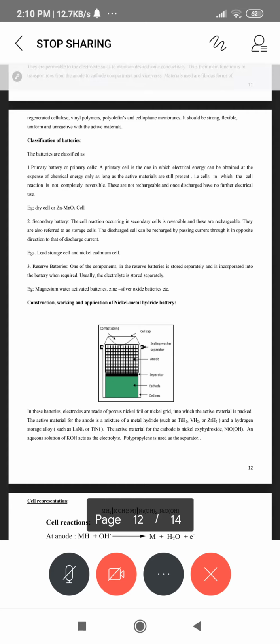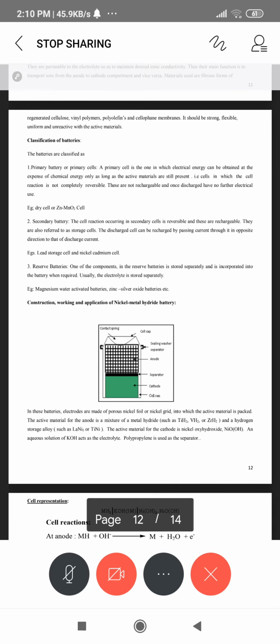In this diagram, it is constructed of one container that should be a strong polymer, so it can be separated into the anode and cathode. The cathode is nickel oxyhydroxide or nickel hydroxide, dihydroxide also, nickel trihydroxide or nickel oxyhydroxide, you can take it, no problem. That is the cathode, and the anode is metal hydrides.